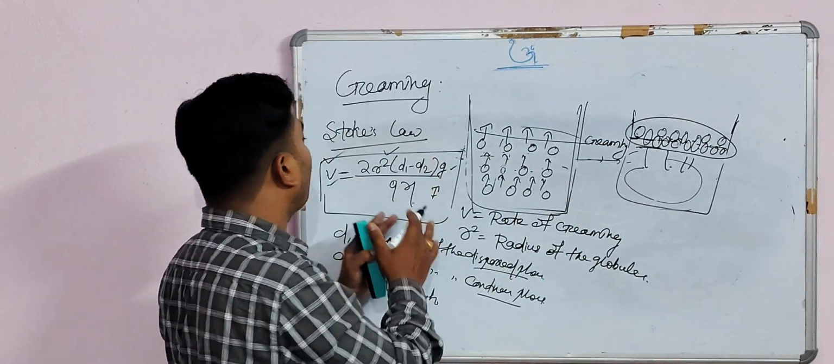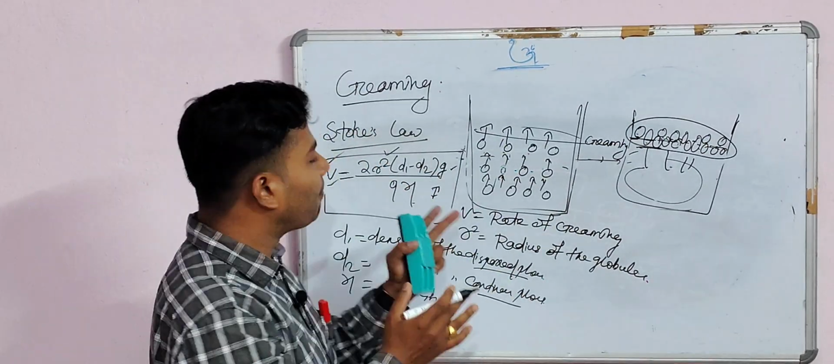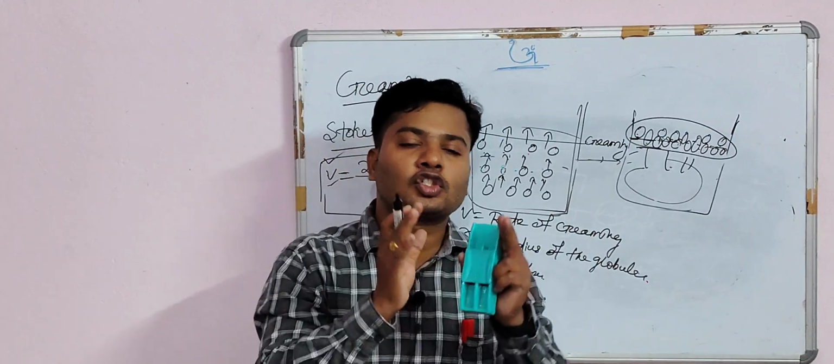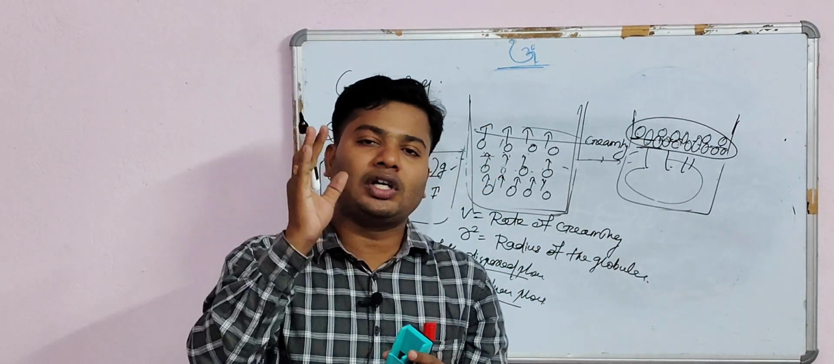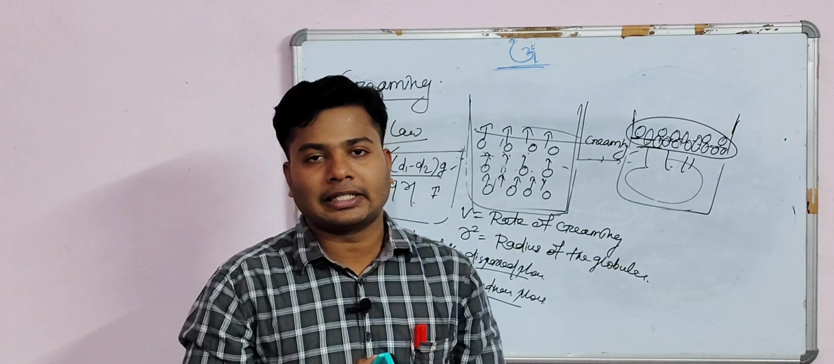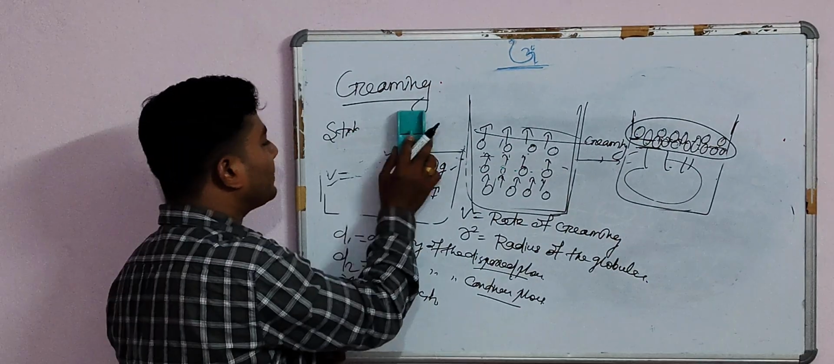Clear? So that is known as Stokes' law. The rate of creaming is explained by Stokes' law: V is equal to 2r square (d1 minus d2) into g divided by 9 eta. Clear? So now come to the point.